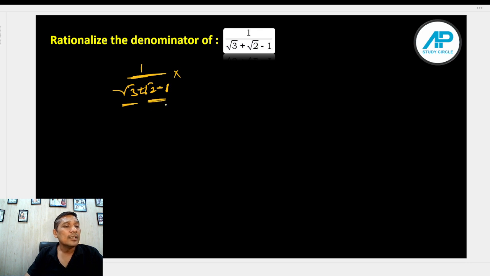ये root 3 आया, ये root 2 minus 1 आ गया. What I have done is that मैंने ये दो ग्रुप्स बना लिए, एक root 3 का और एक root 2 minus 1 का.